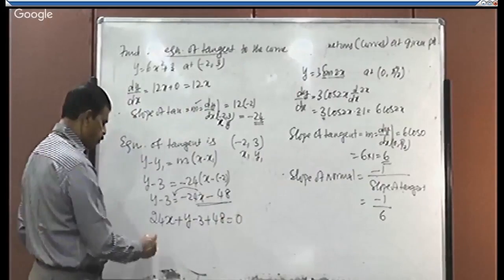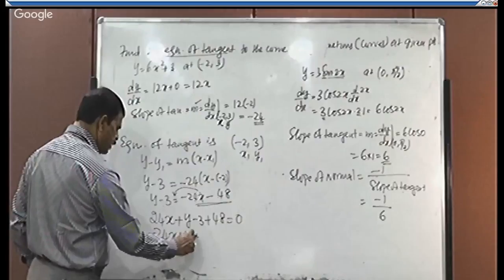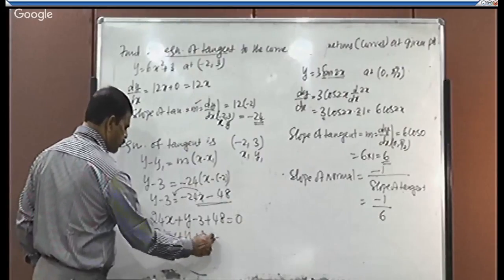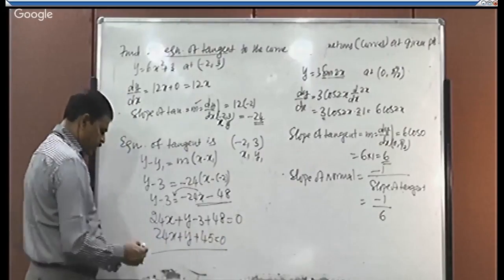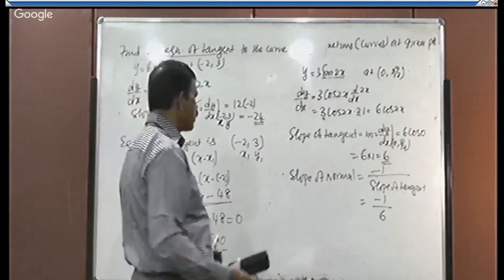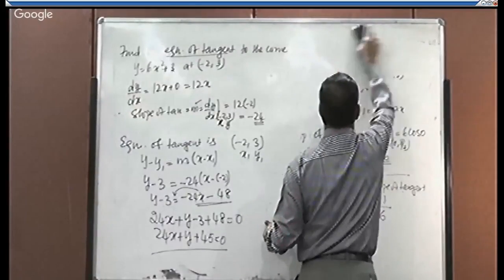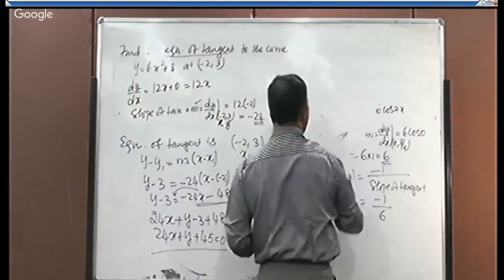So the equation becomes 24x plus y plus 45 is equal to 0. This is called the equation of tangent for the given curve. The same way we can get the equation of normal to any curve.